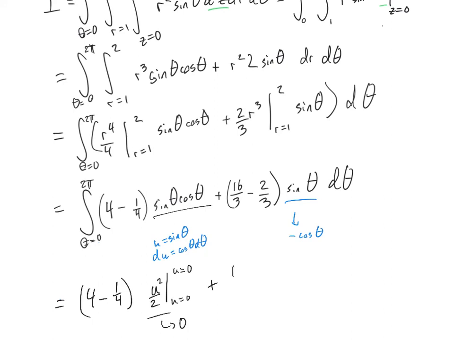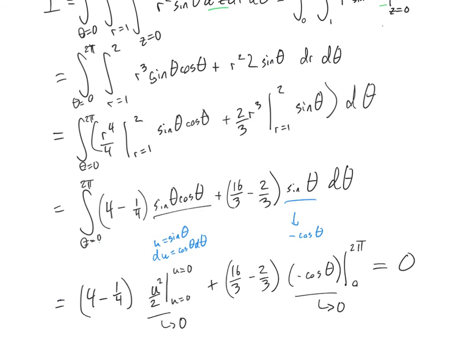This other part is 16 thirds minus 2 thirds times minus cosine theta, evaluated from 0 to 2 pi. And cosine theta at both of those points is the same, so the same thing's happening as over here. We get that this is also going to 0. So my total answer is 0. Big conclusion.